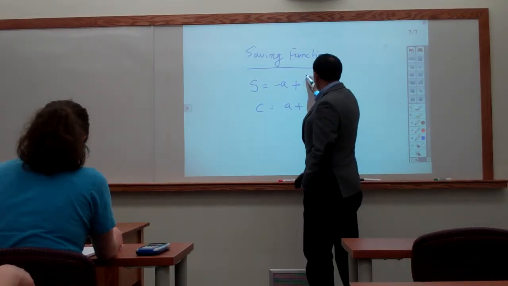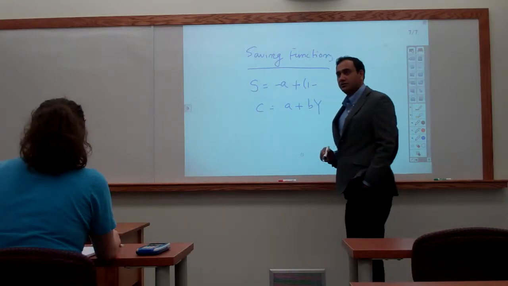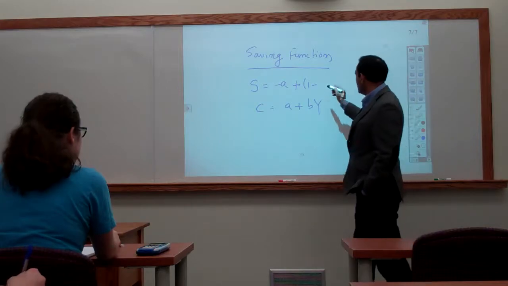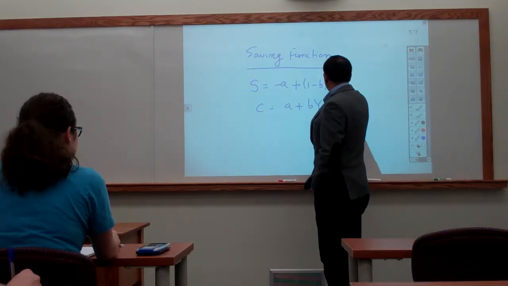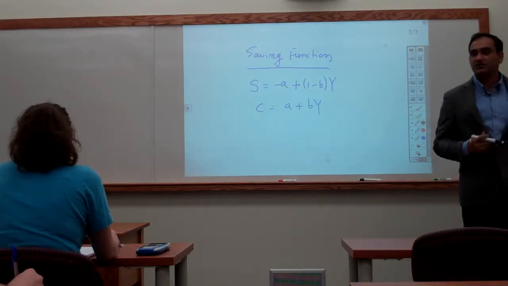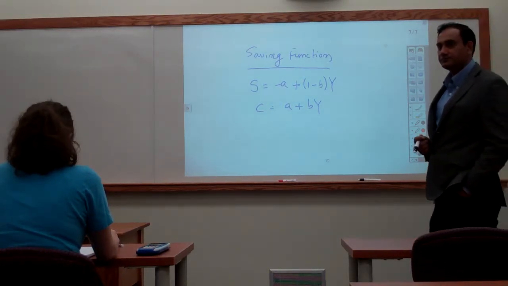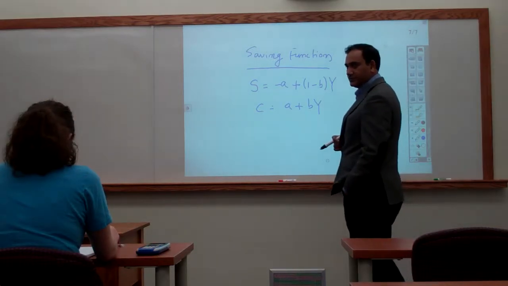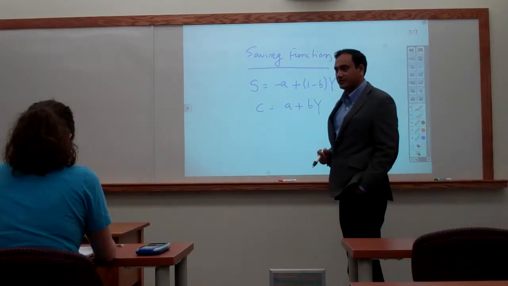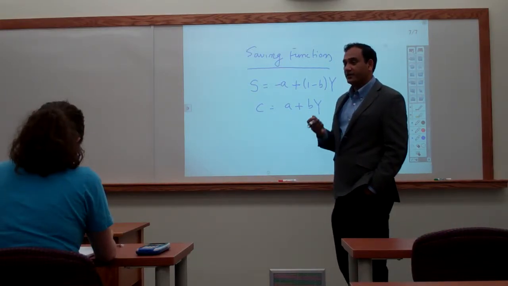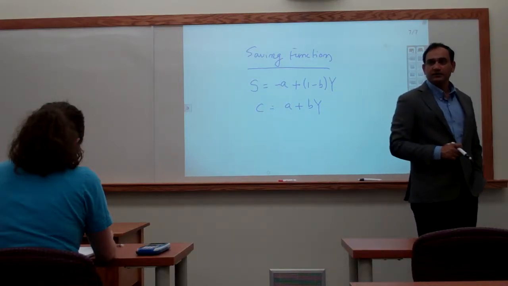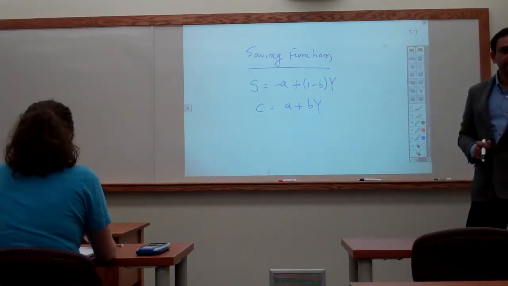So you can write 1 minus what? How do we capture MPC? B. So 1 minus B times Y. That's your savings function, S equals negative A plus 1 minus B times Y. It's the exact opposite of what you have in the consumption function, right? Mirror image of that. So if you know consumption function, you should be able to derive savings function, right? A becomes negative A, B becomes 1 minus B. Okay? So that's your savings function.